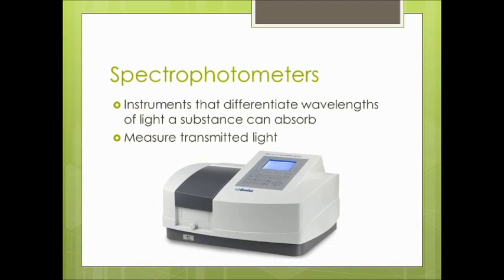Spectrophotometers, these really cool machines that we weren't able to use in lab this semester, differentiate the wavelengths of light a substance can absorb. So they measure the transmitted light that is reflected from the pigment.